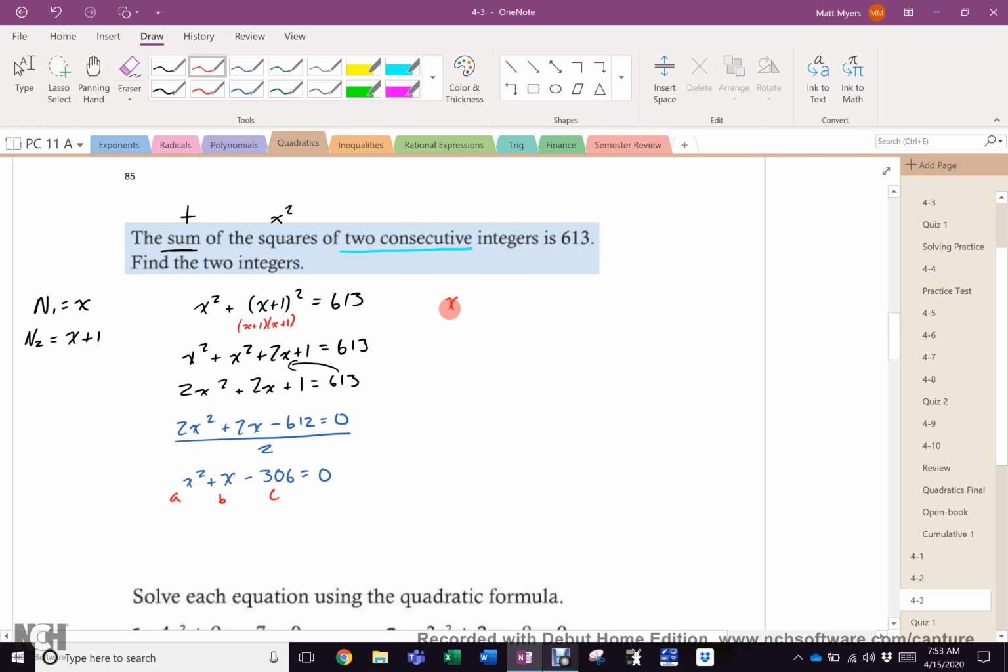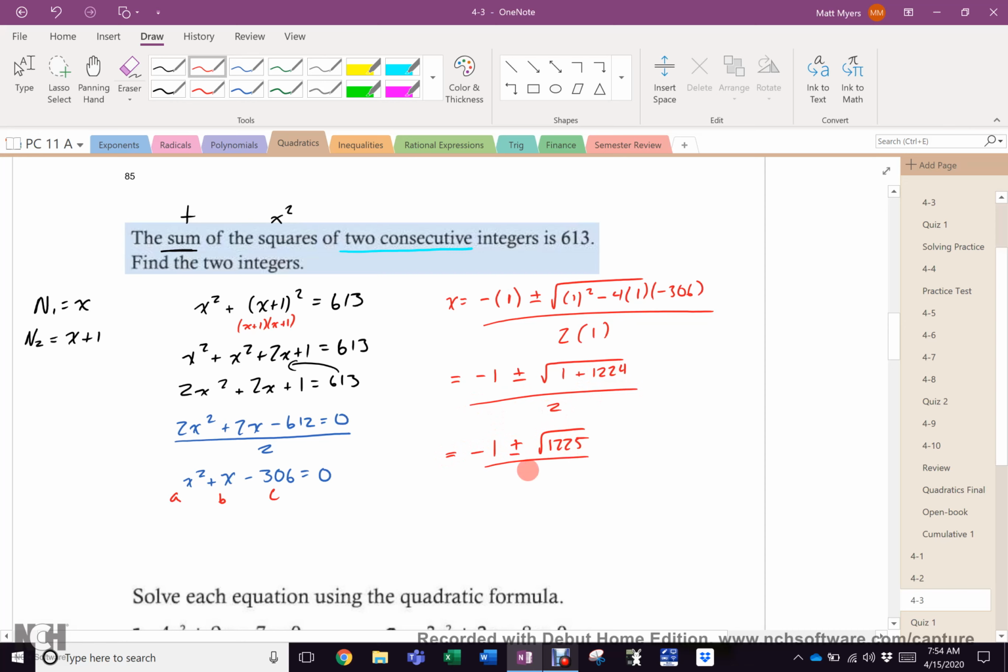So, x equals negative b, which is negative 1, plus or minus the root of b squared, 1 squared, minus 4 times a, which is 1, times c, which is negative 306, all over 2 times 1. Which gets me negative 1 plus or minus the root of 1 squared, 1, plus 1,224, over 2, which gets me negative 1 plus or minus the root of 1,225 over 2. And when you use your calculator, you find that 1,225 has a square root, so it's negative 1 plus or minus 35 over 2. Negative 1 plus 35 over 2 equals negative 17.